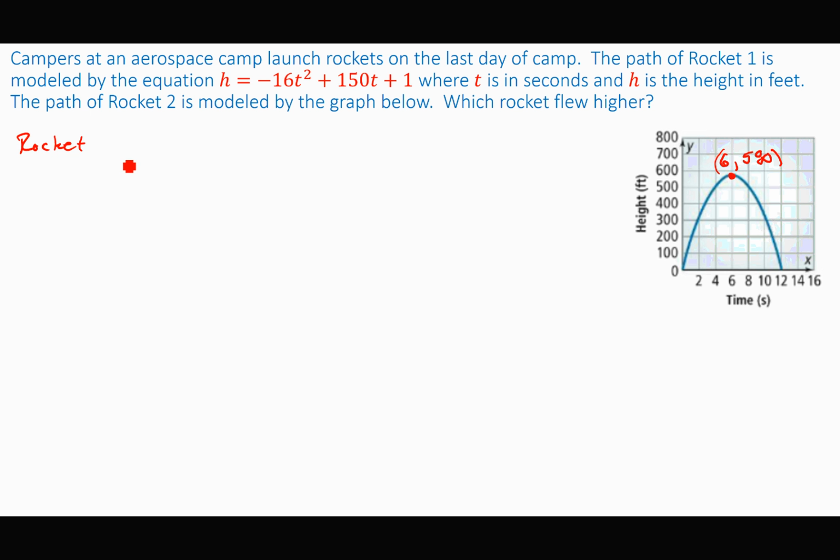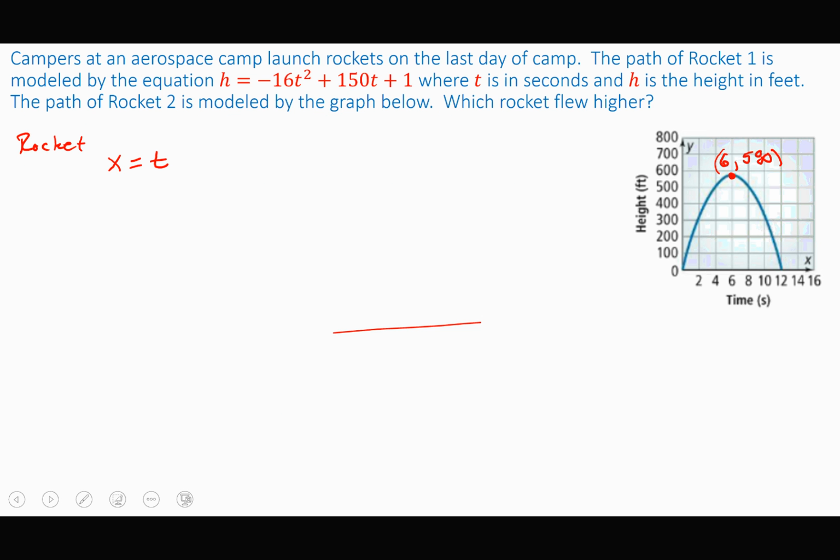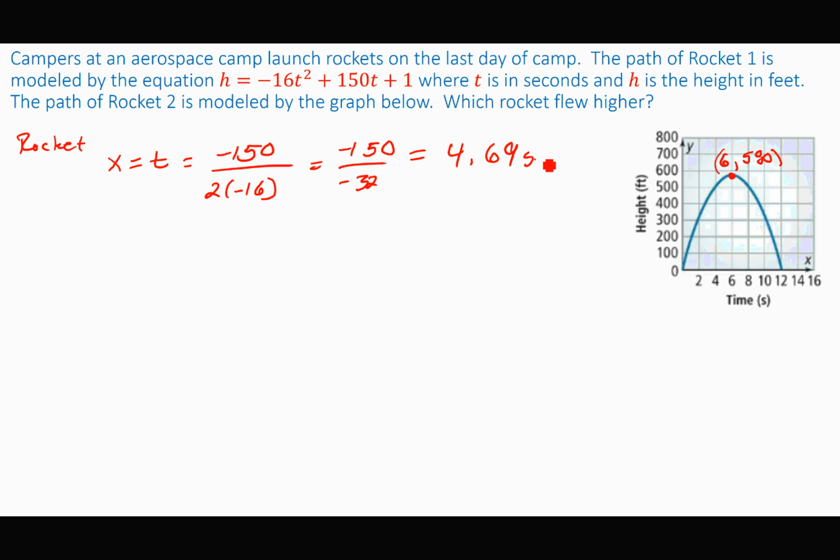All right, so in this one, my x is really my t, because t is on the x-axis. And so negative b, so negative 150, all over 2 times negative 16. So this is negative 150 all over negative 32. When I work this out, I can do it as a decimal: 4.69 seconds. All right, but that does not answer my question yet, because I want to find the height. That only gives me the time it took.